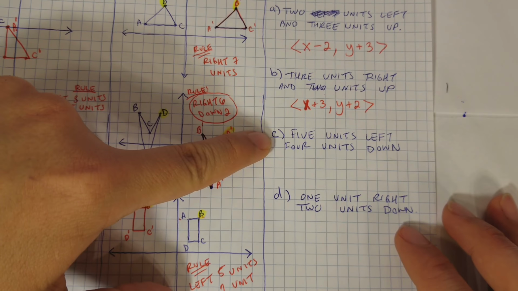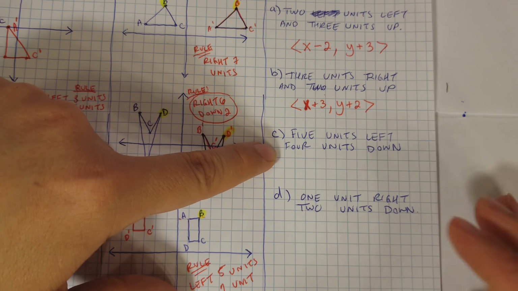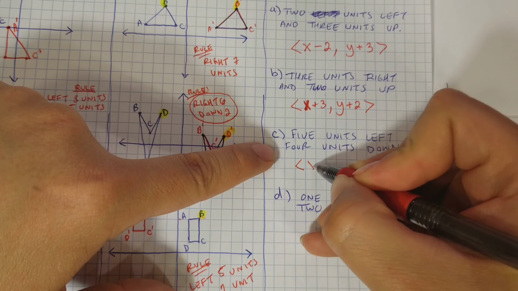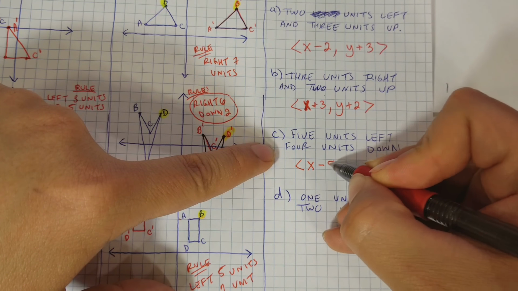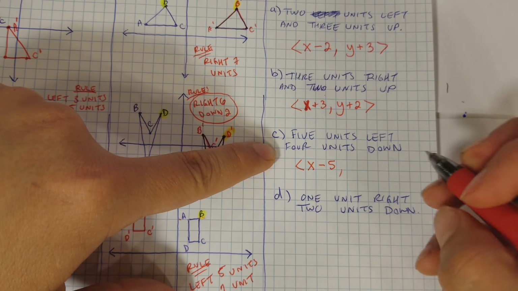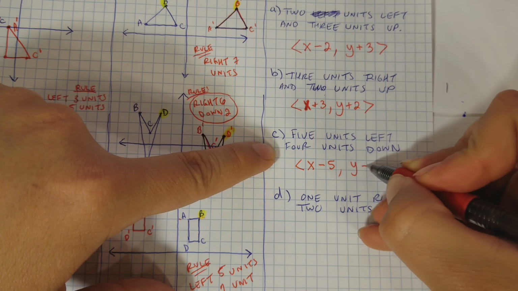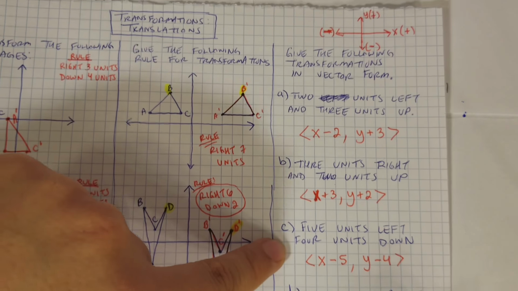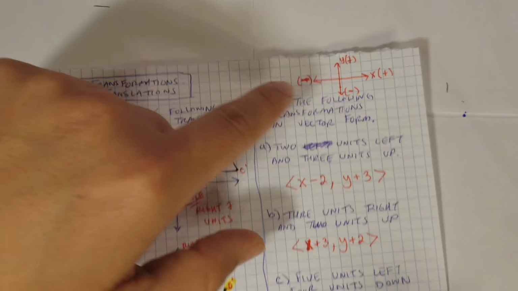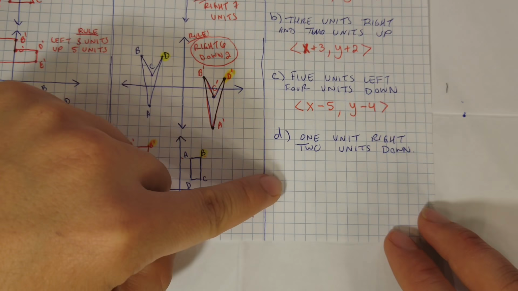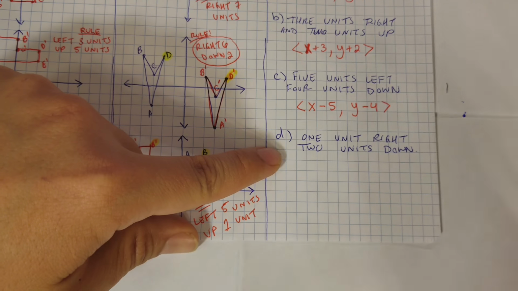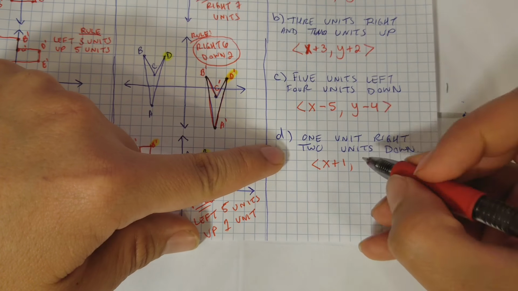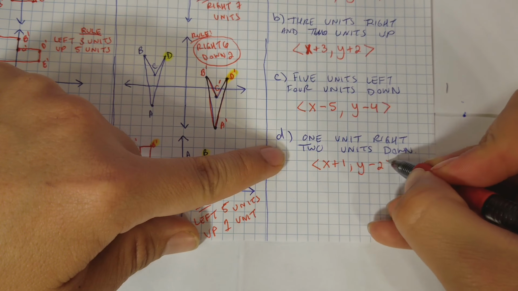Let's try the next one. 5 units to the left, 4 units down. So 5 units to the left, it's going to be x minus 5. 4 units down will be y minus 4. Okay? So to the left and down. Lastly, 1 unit to the right, 2 units down. So 1 to the right, that would be x plus 1. 2 units down, that would be y minus 2.